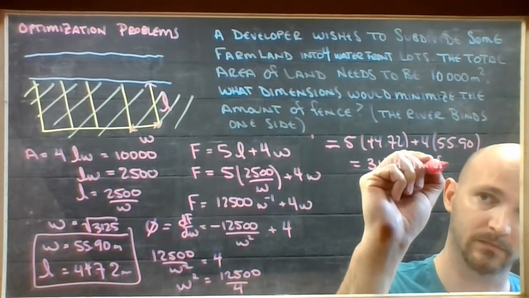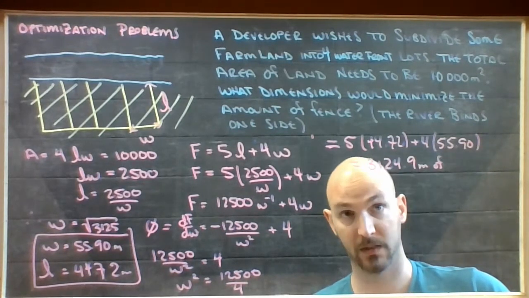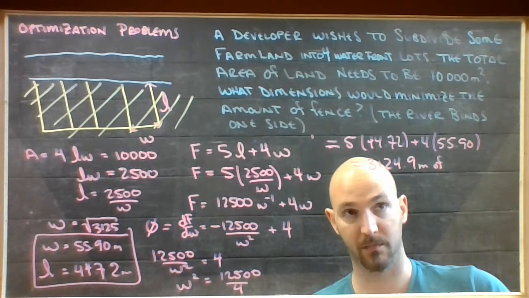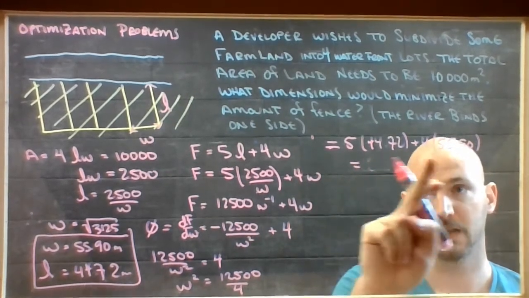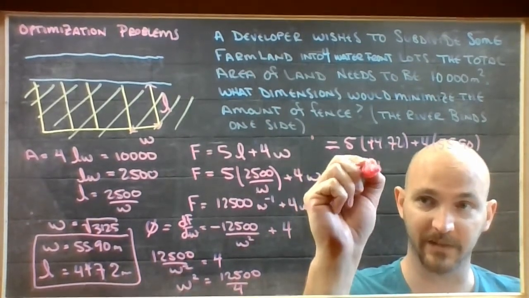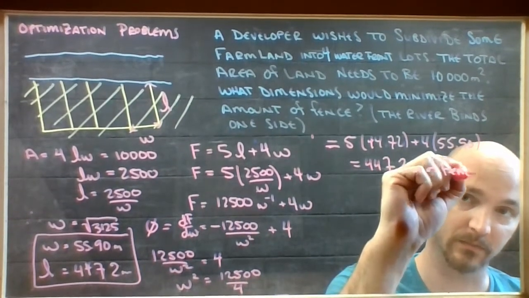It feels like a lot. 5 times 44.72 plus 4 times 55.9. Well, that was neat. I have no idea where that number came from. 447.2 meters of fence. Right.